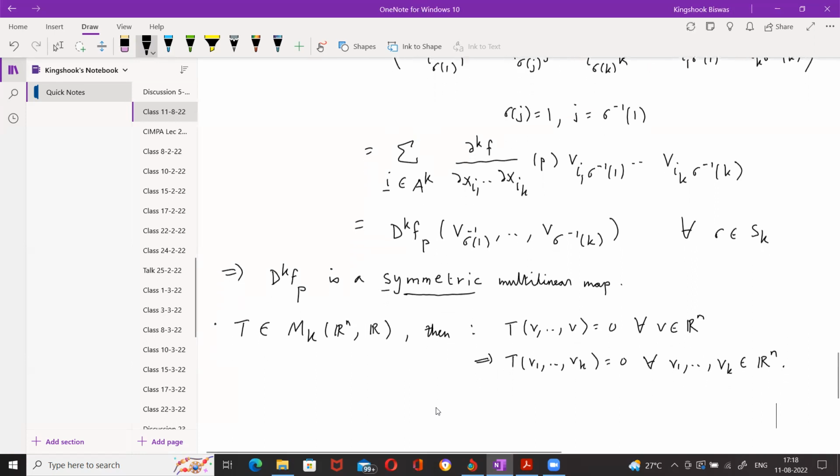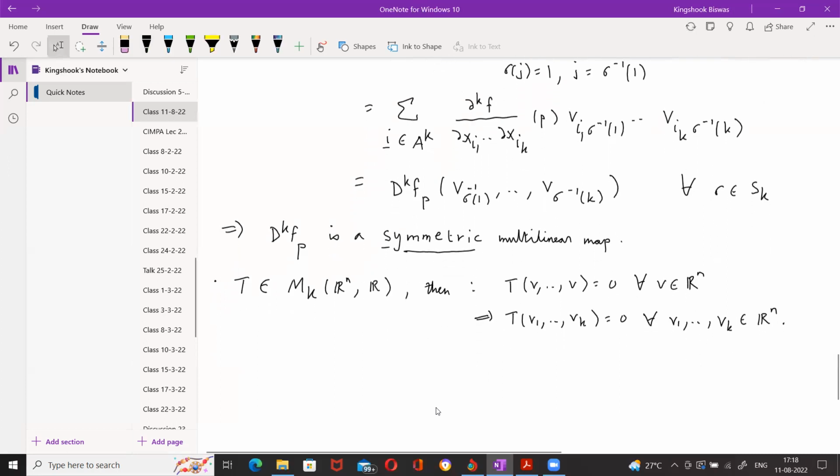So for k equal to 2, I guess you know what to do, right? If it's a symmetric bilinear function, then you can just use the polarization identity, the parallelogram identity, like you do for the inner product. But what do you do for higher k? So if k is 3 or 4 or higher, any idea how to prove this?